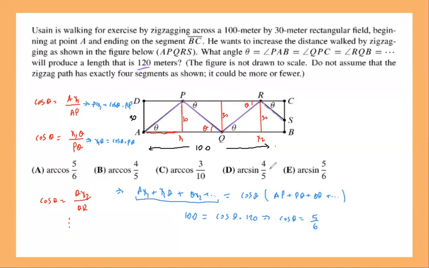Since we are looking for the angle measure, you just take the inverse. That would be the cosine inverse of 5 over 6, or we can say this is arccos of 5 over 6. So that is choice A.